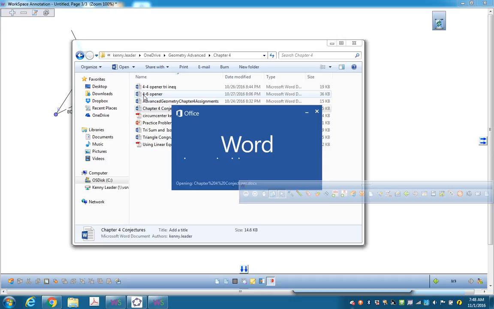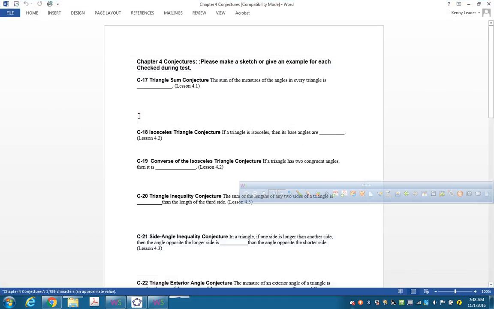C27. Do you have that? It's on. Do you guys have that? Does anyone need it? Anyone need that conjecture sheet? Let me make sure I have. Anyone else need one?